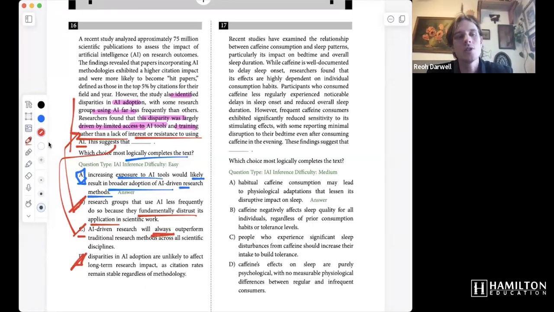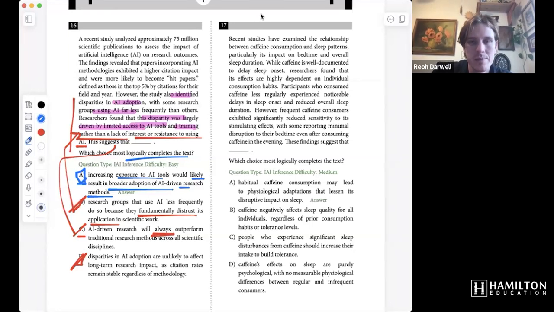Okay, so A is the only one which continues the logic of this passage. The other ones either repudiate or invalidate the logic of the passage, or they are kind of irrelevant to the logic of the passage. So that's how we arrive at A.